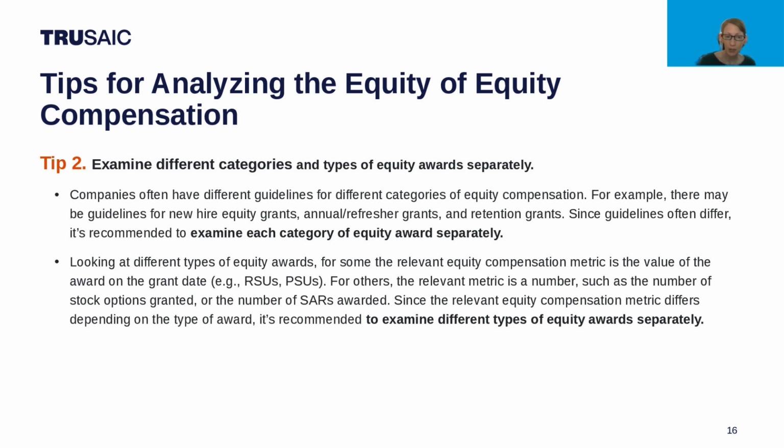For some equity award types, the relevant compensation metric is really the value of the award on the grant date, such as restricted stock and performance shares, while for others, the relevant metric is a number, right? The number of stock options granted or the number of stock appreciation rights awarded. And since the relevant compensation metric differs depending on the type of award, we recommend examining different equity award types separately.